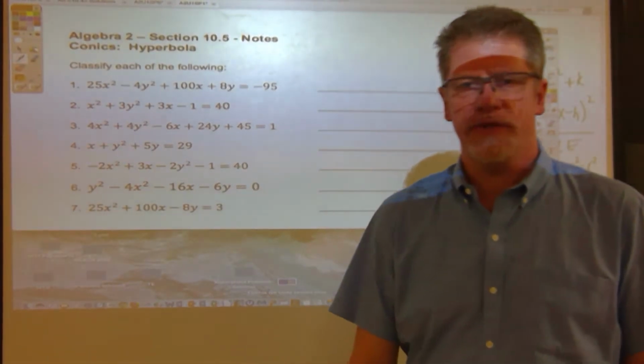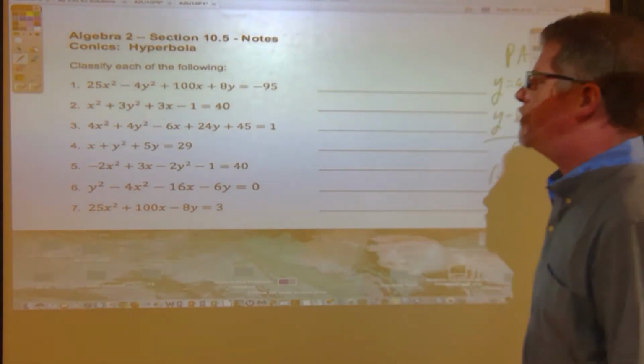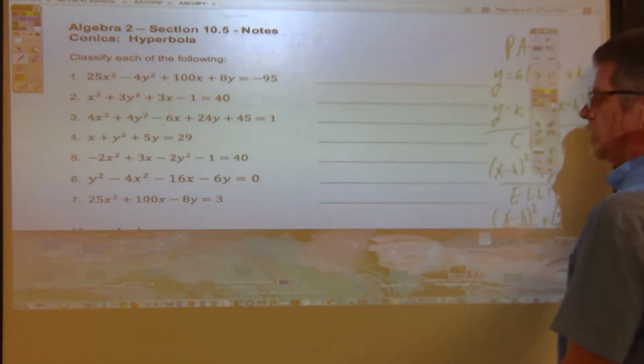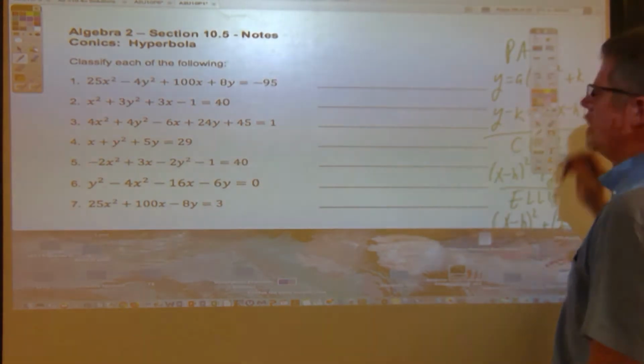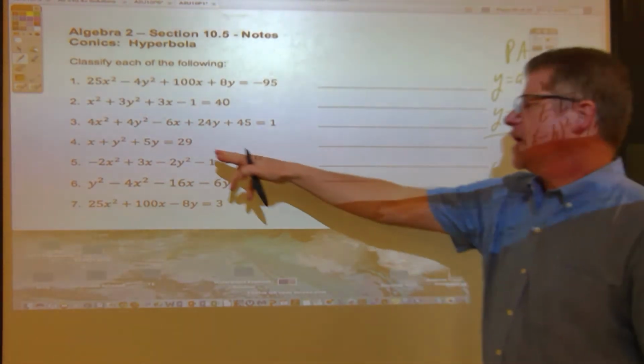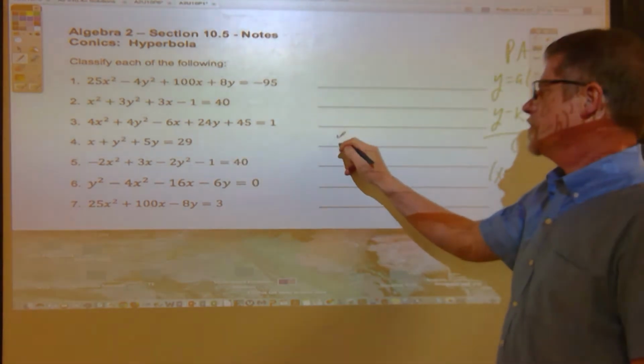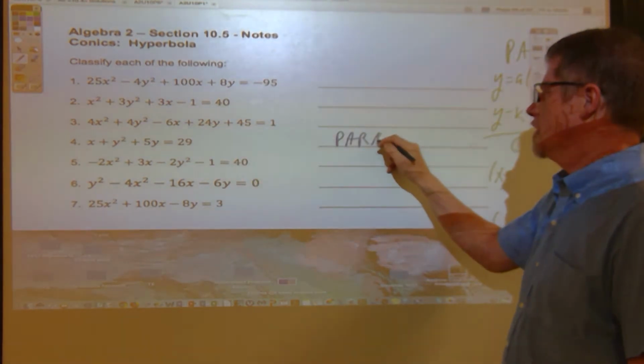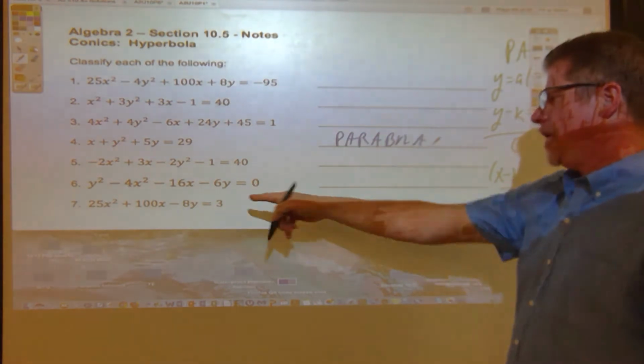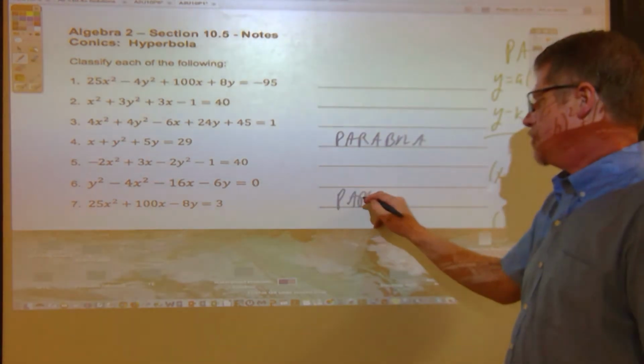The last lesson of the year, Algebra 2. 10.5 is on hyperbolas. First of all, the review. No lines. Are any of these parabolas? I see a parabola on number 4. Were there any other parabolas? 7. So 4, and sure enough, 7 is a parabola.